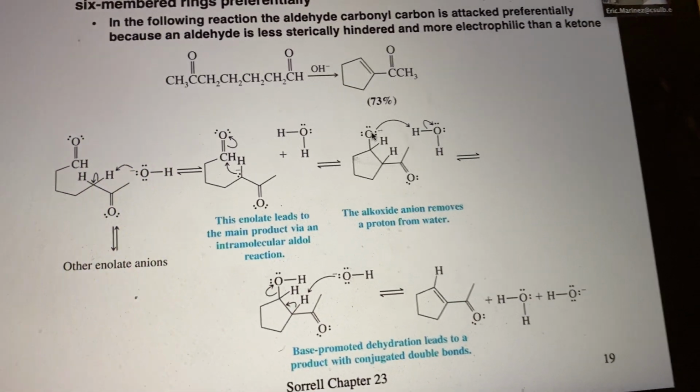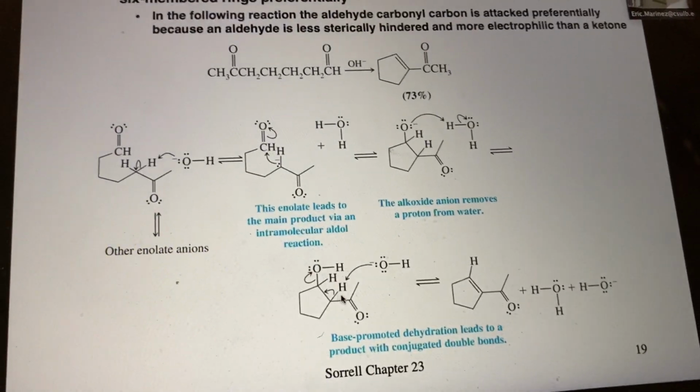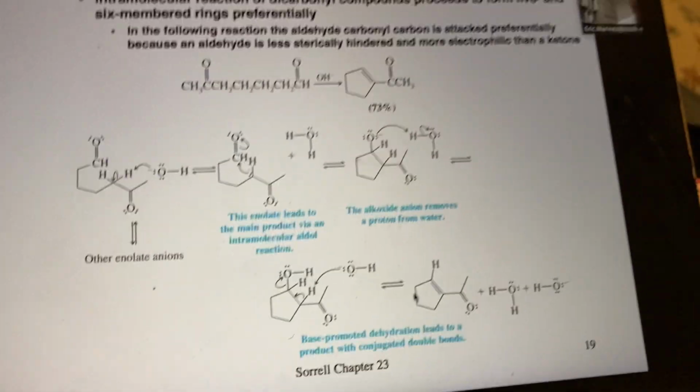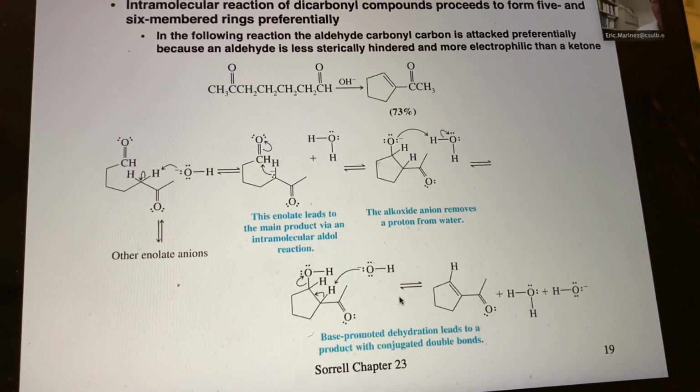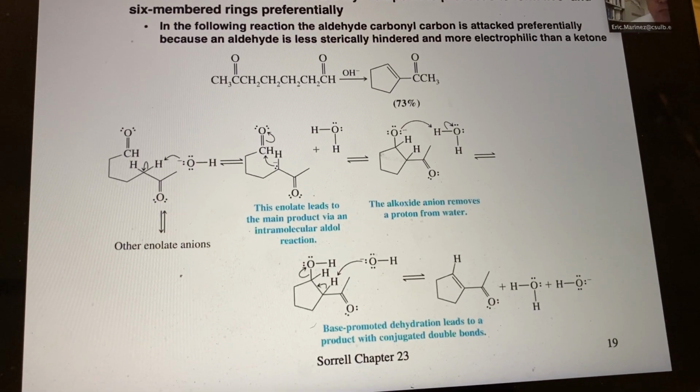The tetrahedral adduct will do an acid-base reaction here to make the alcohol. And then finally, this will do an elimination. Now let me ask a question. Is there anything wrong in this mechanism?